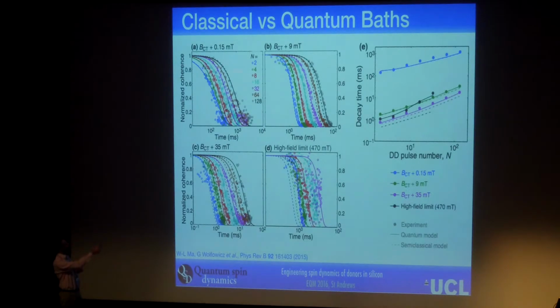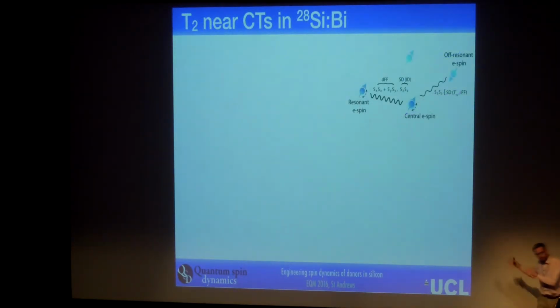But as we move closer to this clock transition, the donor spin is becoming less sensitive to the bath, and of course the bath is therefore feeling less of a back action from the donor spin. And so now you can see that the classical and the quantum model overlap and fit well with the data. So in that regime, because of the reduced interaction between the donor spin and the silicon-29s, we can treat the silicon-29 as a classical Gaussian bath.